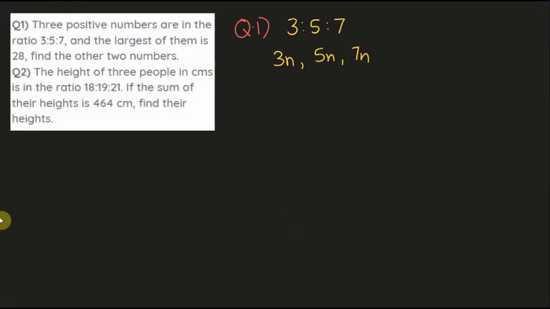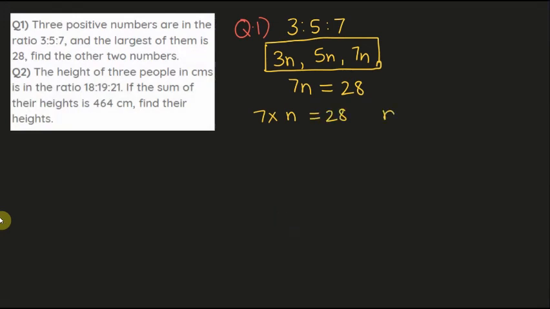In this case they can't be 3, 5 and 7, because the largest number is 28, and here the largest number is 7. So let's see how we can solve this. The actual numbers are 3n, 5n and 7n. Because the three numbers are positive, 7n will be the largest number. So 7n will be 28, because that's what is given in the question. So 7 into n is 28, so n will be 4, because 7 into 4 is equal to 28.